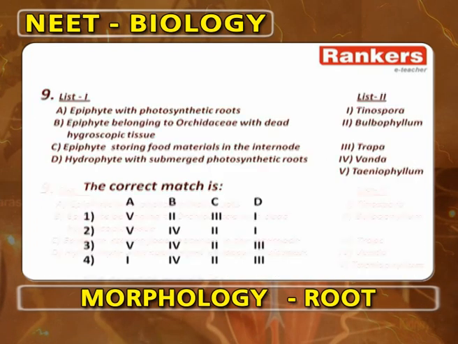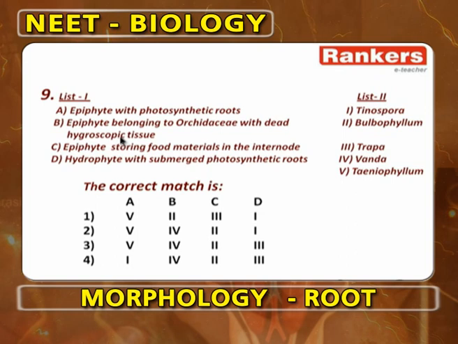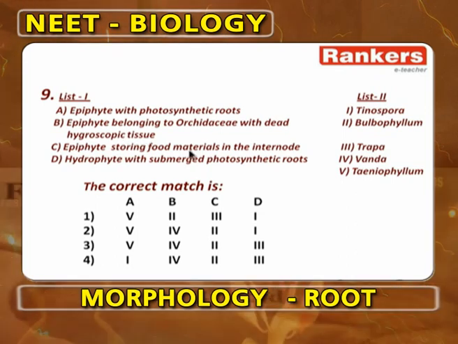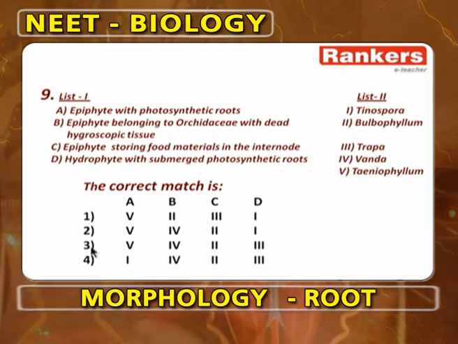Next, this is a matching tabular form. Epiphytic plant with tuberous roots, epiphyte belonging to Orchidaceae with dead hygroscopic tissue, epiphyte storing food material in the internode, and hydrophyte with submerged photosynthetic roots. Answer will be 3. 3 is A5, B4, C2 and D3.